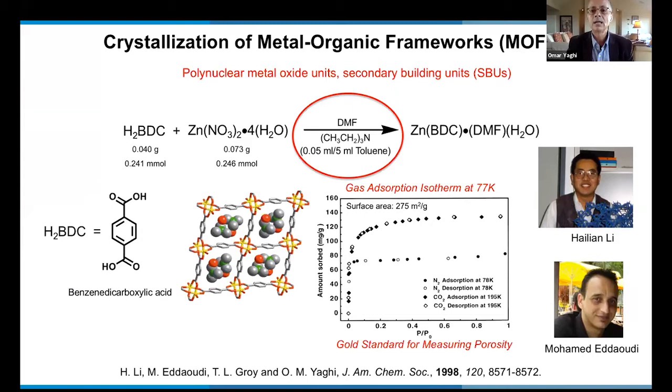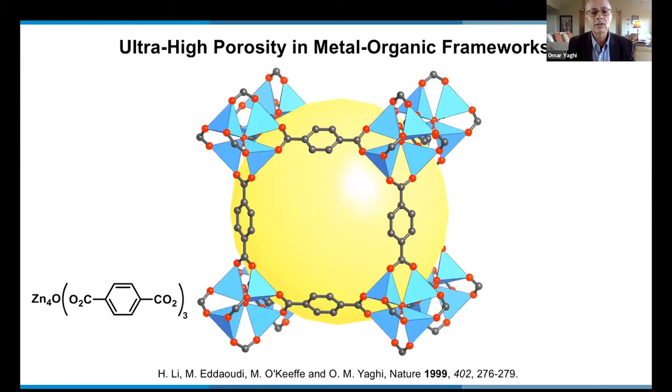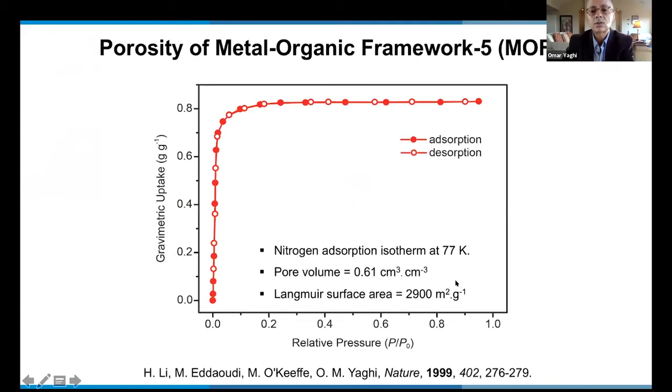And this set off the field in an amazing direction, in that now, with the ability to make clusters like I just described, SBUs, one can use tetrazinc oxide units to link them up to make primitive cubic structures. This is called MOF-5. And this structure was shown to be extremely porous. Here again, you see the type 1 isotherm with 61% of the framework being open and available for binding of other molecules. The surface area is quite high and at the time broke all records of porosity, only to be broken later by other MOFs that we have made in years to come.